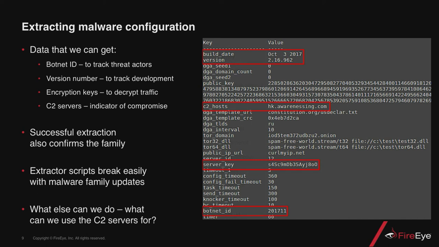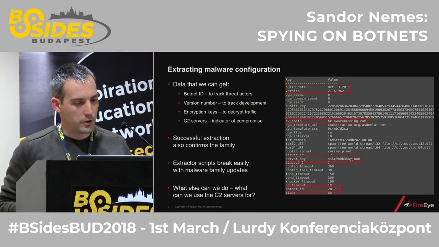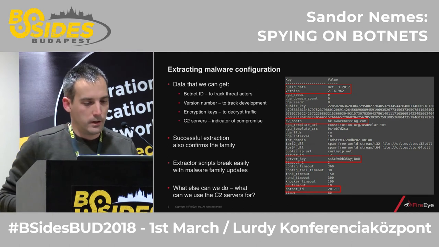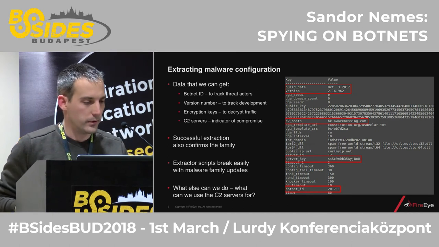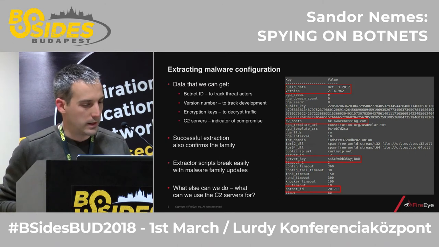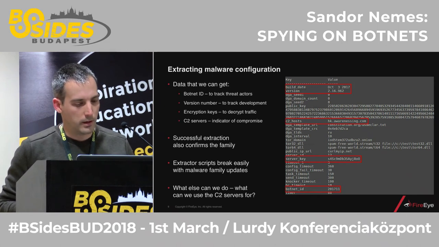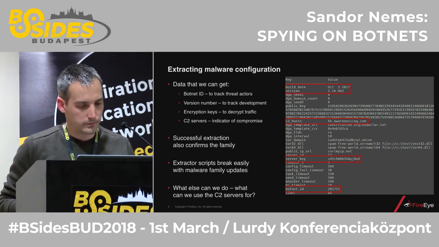You can see that there is several interesting information that we can get out of the sample. We can get the build date and the version number, which is really useful to track the development effort that goes into updating this malware family. So if we see a major change, then we can reanalyze the malware and see if there's any new capability. Usually there are also encryption keys in the configuration. These will be important later because this allows us to decrypt the configuration and the network traffic, for example.